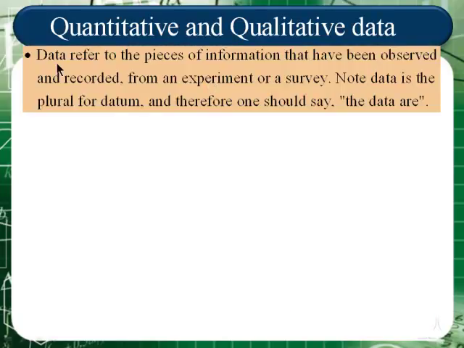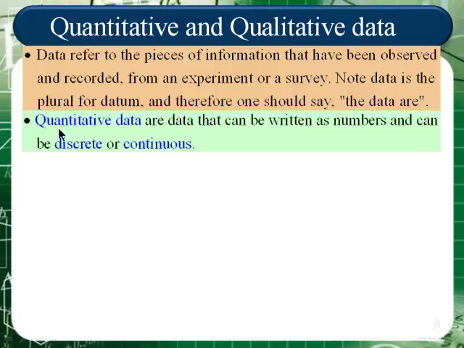Let us focus on quantitative and qualitative data. Now, data refers to pieces of information that have been observed and recorded from an experiment or a survey. Note, data is the plural for datum, and therefore one should say the data are. Now, quantitative data are data that can be written as numbers, and it can either be discrete or continuous.